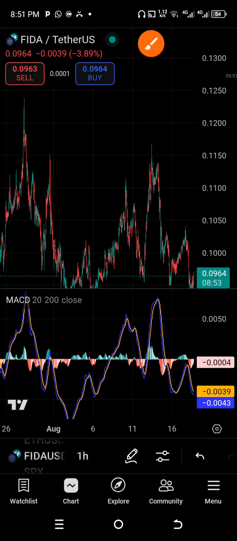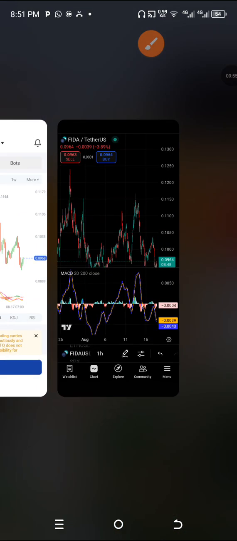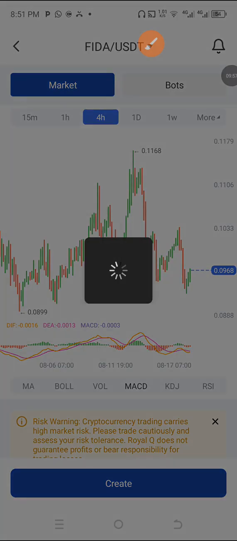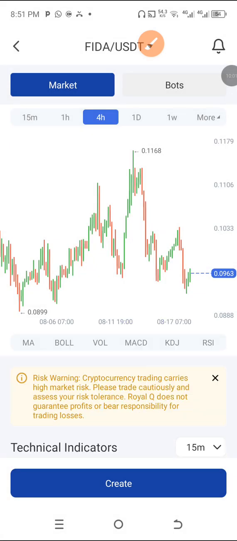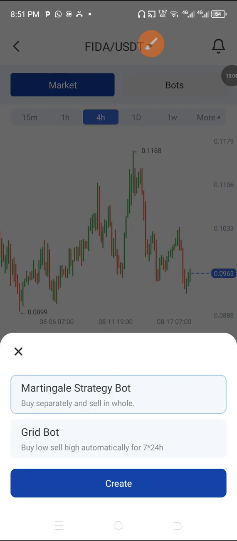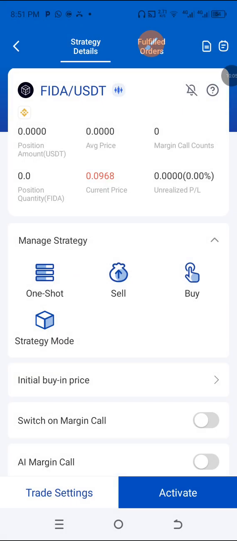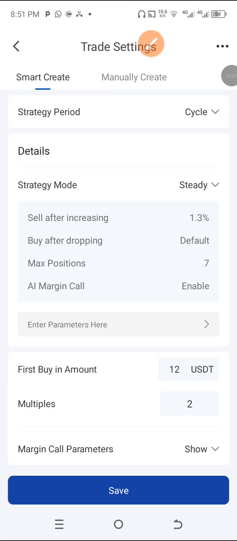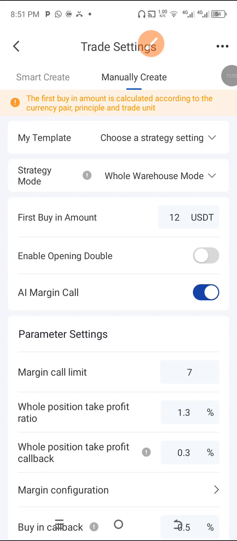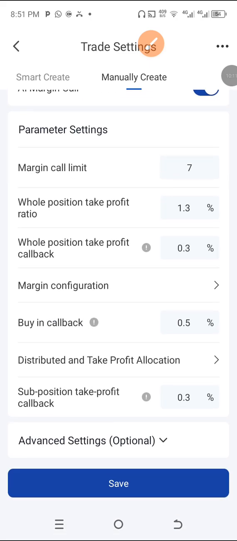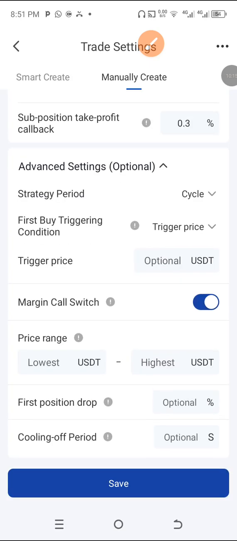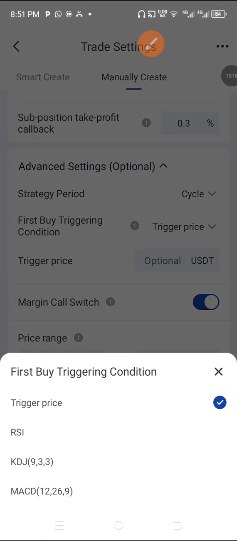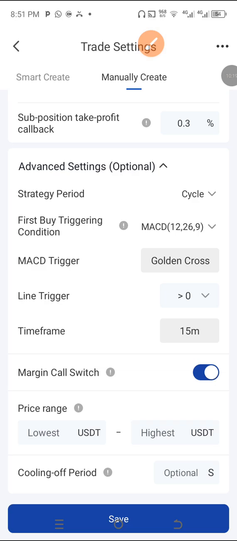Are you getting me? So you just go to your RoyoQ and say, I'm going to use MACD. You create a bot. You come to trade settings. After trade settings, you go to manually create. I know you know that. You go down to advanced settings. Under triggering price, you will tap on MACD.